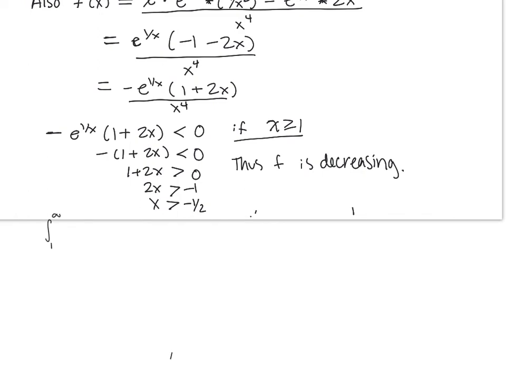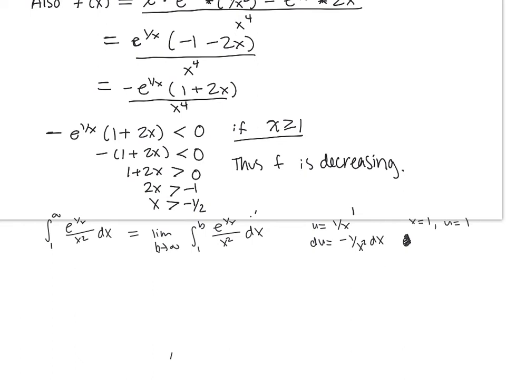So the integral from 1 to infinity, e to the 1 over x squared dx. That's the limit as b goes to infinity, 1 to b, e to the 1 over x squared dx. Once again, this is a u sub, so we're going to let u equal 1 over x. The derivative of that is -1 over x squared dx. If x equals 1, u will equal 1. And if x equals b, u is 1 over b.